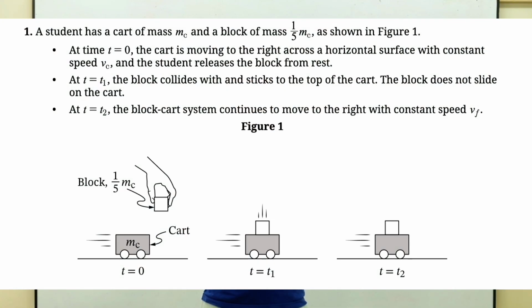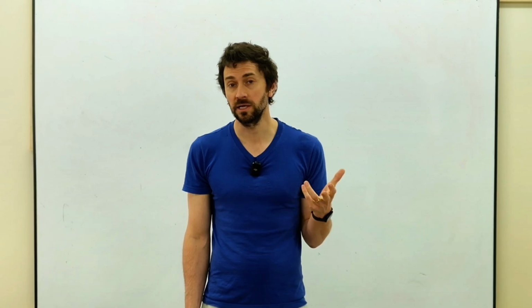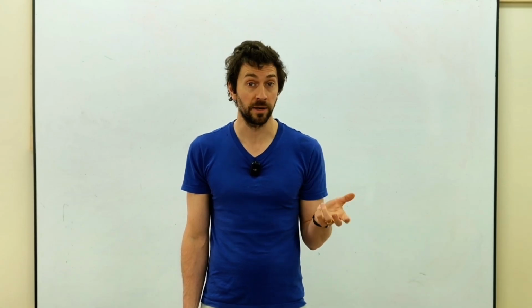A student has a cart of mass mc and a block of mass 1/5 mc, as shown in figure 1. At time t is 0, the cart is moving right across a horizontal surface with constant speed vc. The student releases the block from rest. At t equals t1, the block collides with and sticks to the top of the cart. The block does not slide on the cart. At t equals t2, the block-cart system continues to move to the right with constant speed. And the main idea for this question is momentum. So we're going to be thinking about the conservation of momentum law.